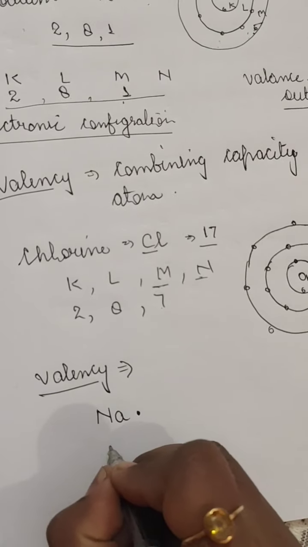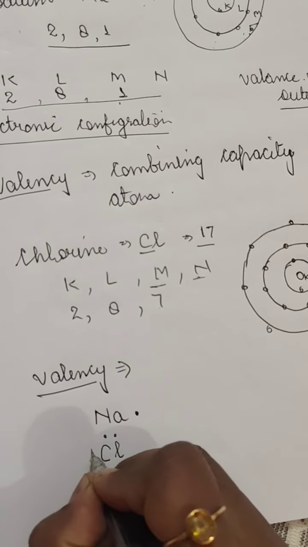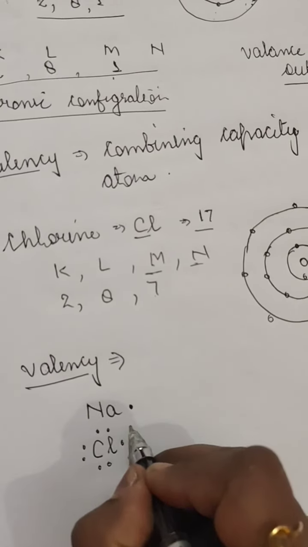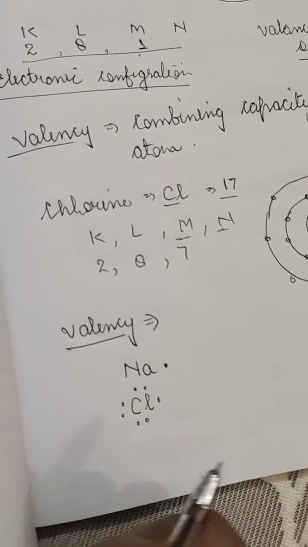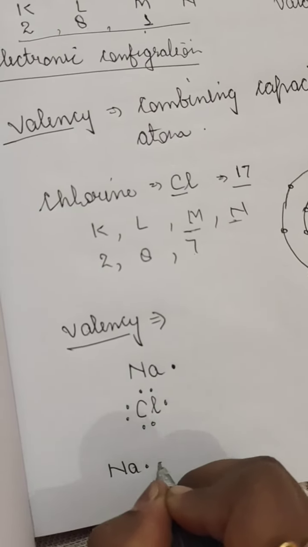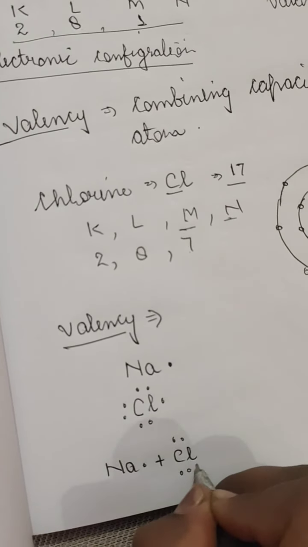And this is chlorine, which has 7 electrons. These dots are the electrons which I am explaining. So this is sodium with 1 electron and this is chlorine with 7 electrons. Now sodium will react with chlorine, Cl, which has 7 electrons.